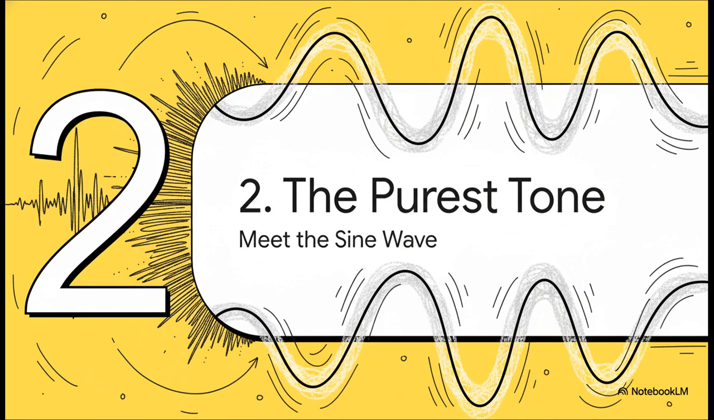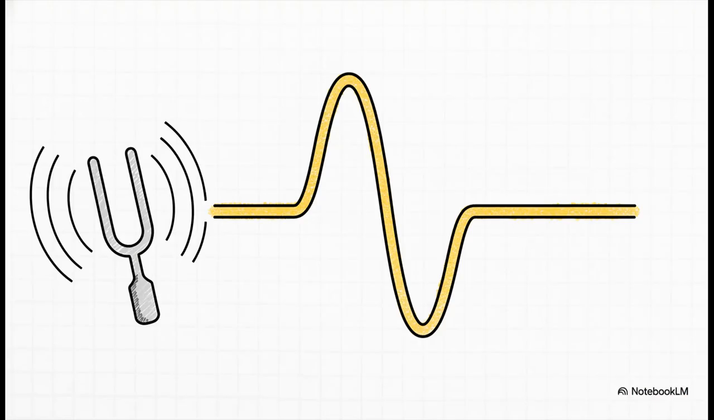We're talking, of course, about the sine wave. The sine wave is just pure. It's the simplest, smoothest, and cleanest of all the waveforms. This is sound boiled down to its absolute essence, just a smooth, clean wobble. You know that sound a tuning fork makes? Yep, that's a sine wave.